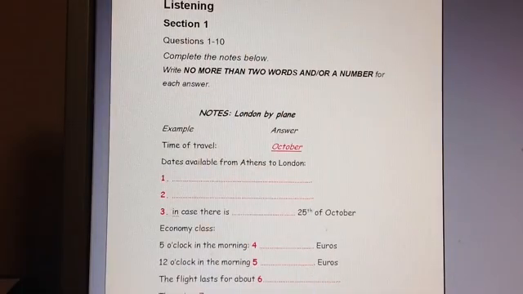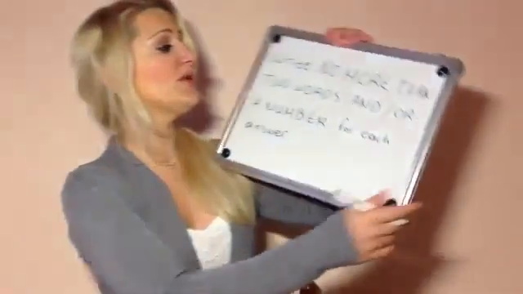limit in the instructions. Here, for example, you can see a note completion task, and in the instructions it says write no more than 2 words and/or a number for each answer. This means that your answer cannot exceed the 2 words. You can write 3 words only in case one of them is a number. So please stick to the word limit. When you get the paper, you may want to even underline it.